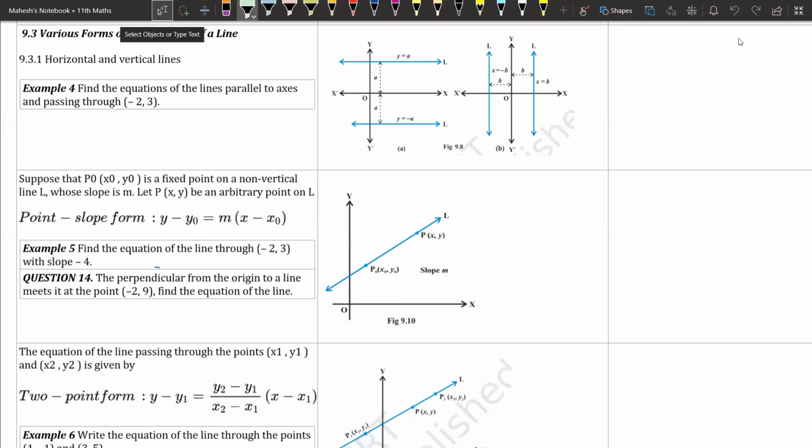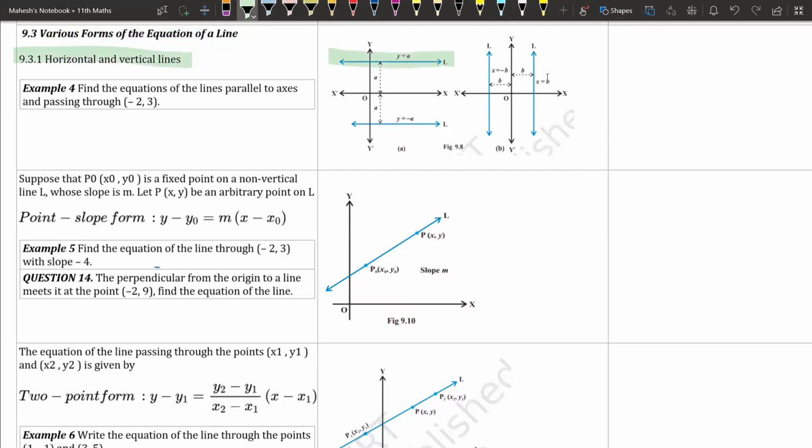This is in continuity with the previous video, where in the last video we studied the various ways by which the slope of a line can be obtained. In this video, we'll be doing the various forms of equations of a line. Now we'll start with the first one, the horizontal and vertical lines.